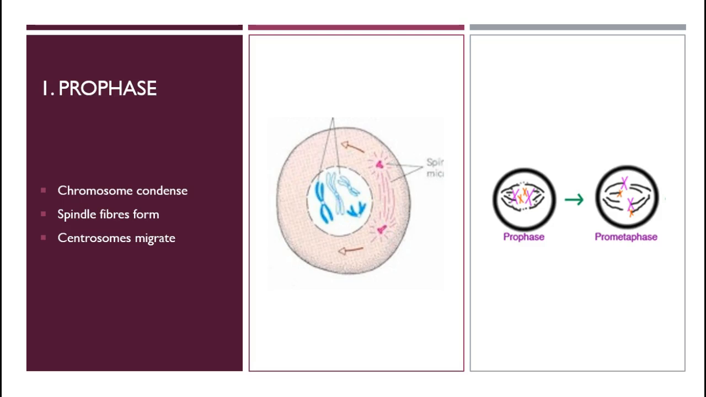The very first step is prophase. At this stage, the nucleus is still there and is going to go away later on. The chromosomes are still visible, but they are condensing. The spindle fibers are formed and the centrosomes migrate to the north and south poles.